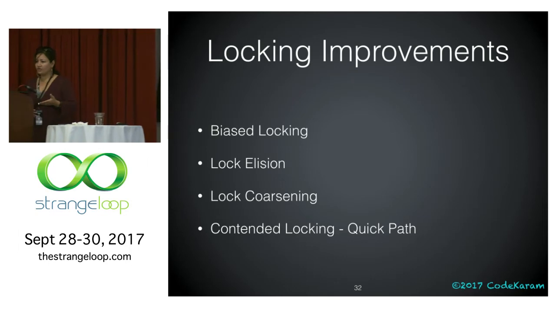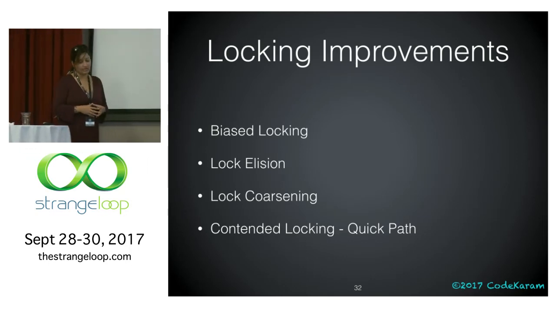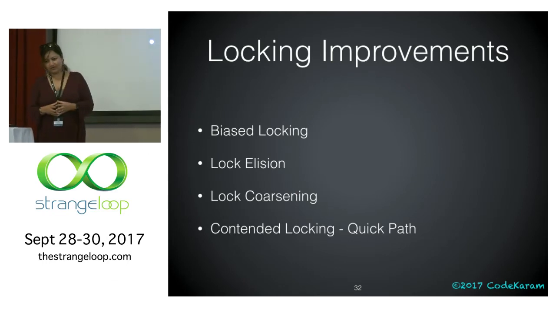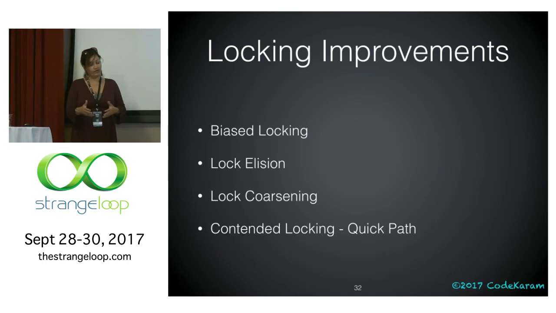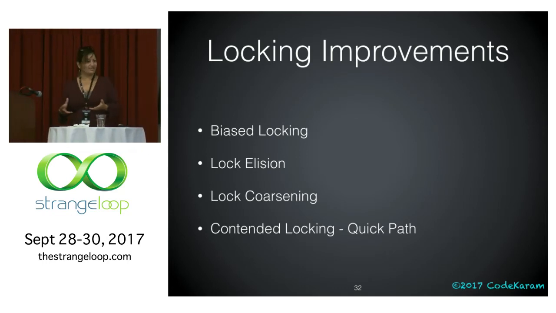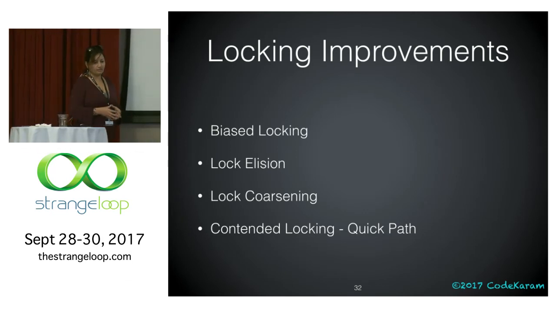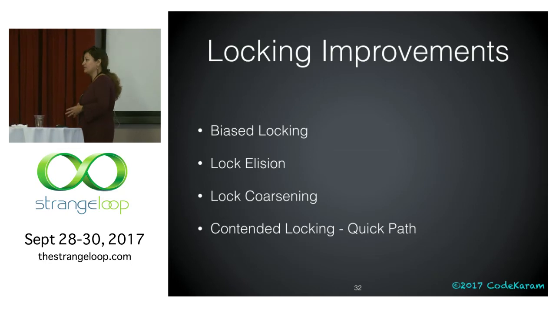The second improvement is called lock elision, and I'll talk more about it when I talk about escape analysis. With escape analysis, we try to find out if an allocation escapes the method or the thread. If it does not, then we don't need the lock anymore, so we can elide the lock. There are other ways to elide the lock also, and I'll talk more about that when I talk about escape analysis.